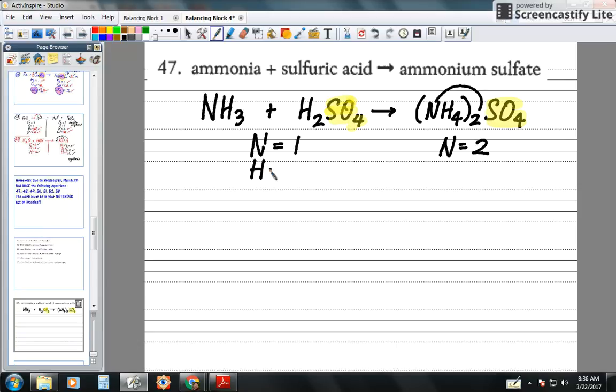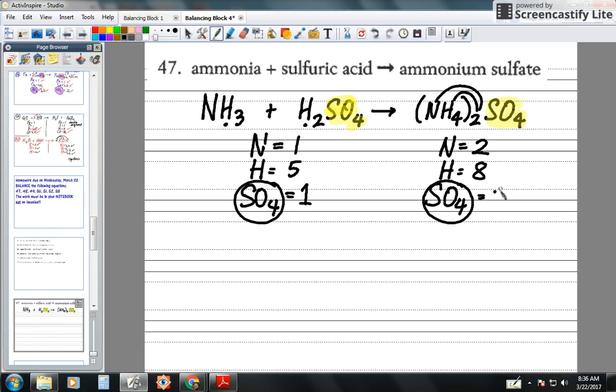On this side of the reaction, there are a total of 5 hydrogen formula units, while on this side, there are 8. On this side of the reaction, since we are considering sulfate as a group, we count that as 1 unit of sulfate. And on this side, also 1.